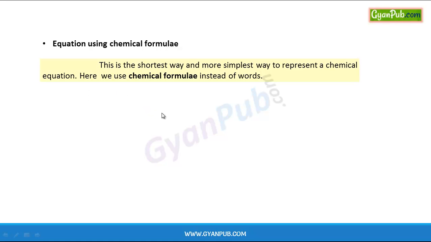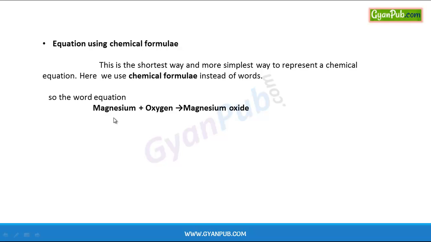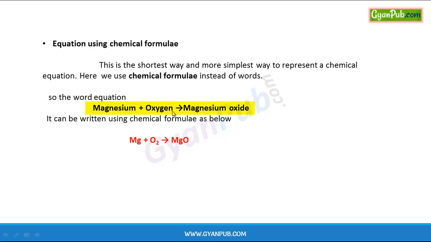So here we are using the chemical formula of the chemical substances involved in the reaction instead of the words. For the word equation of magnesium plus oxygen giving rise to magnesium oxide, the equation using chemical formula can be written as Mg plus O2 gives rise to MgO. The chemical formula of magnesium is Mg, the chemical formula of oxygen is O2, and the chemical formula of magnesium oxide is MgO.